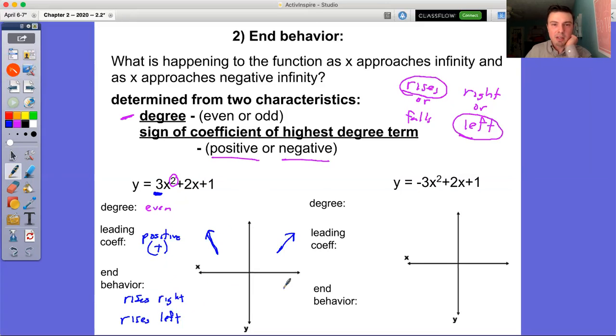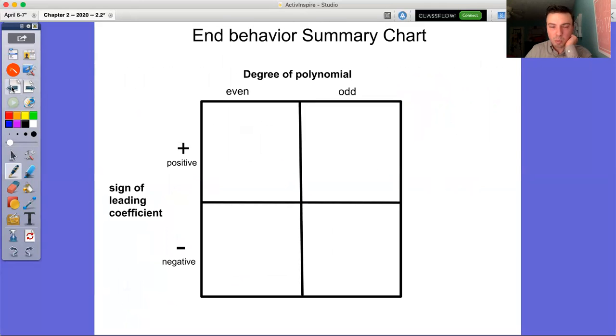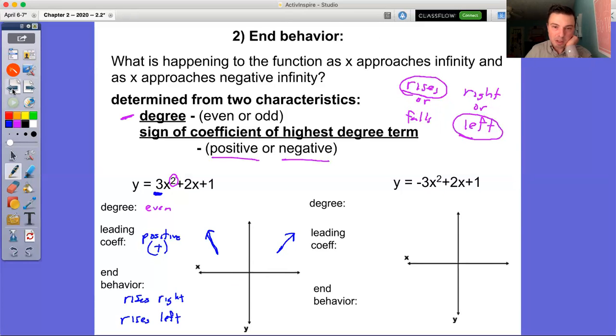Okay? Now, guys, for these parts right here, I'm about to go through 4 examples, and then I'm going to put them in a chart. So if you want to just wait to write them down until we get to the chart here, that might be an easier way to go about this. Okay. So this second example.